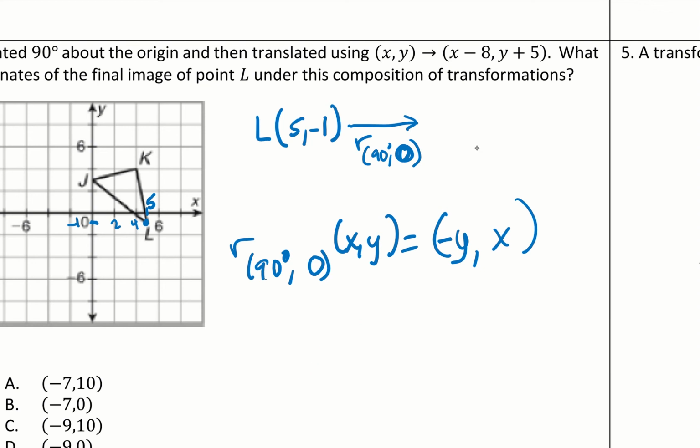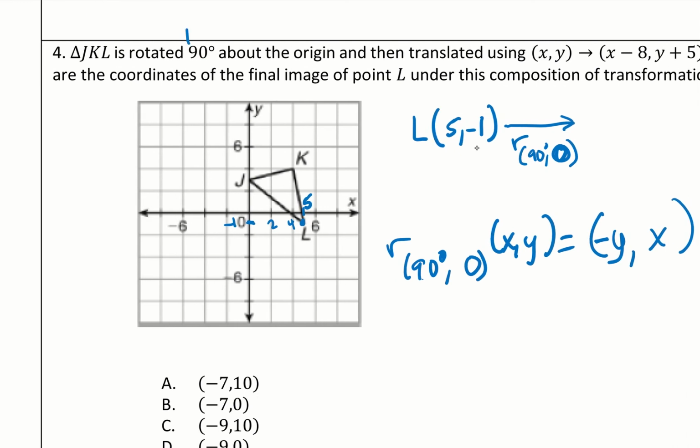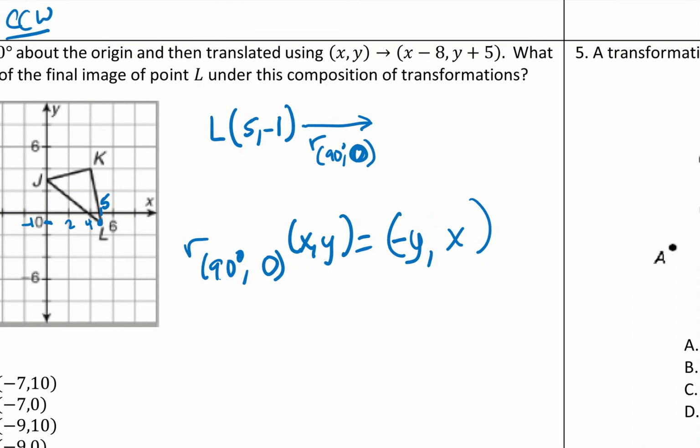And this is 90 degrees counterclockwise, right? That's what they didn't really specify, but we're assuming that they mean counterclockwise, because if it's positive 90, positive is counterclockwise. All right, so there you go. There's my rule. So let's use it.